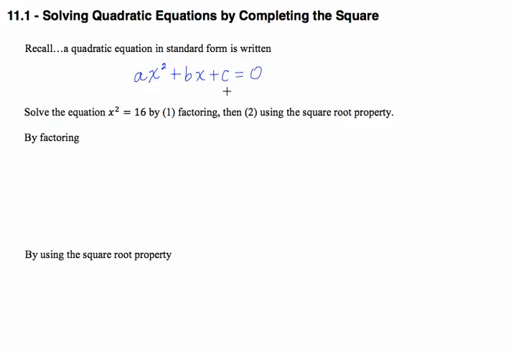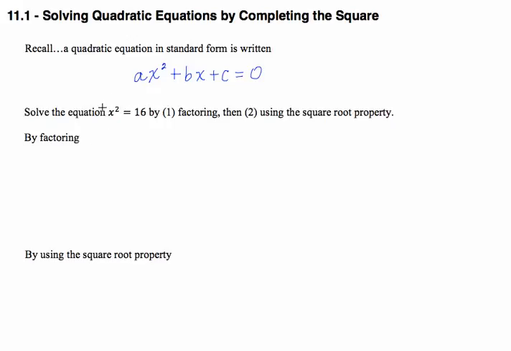You'll have factoring, if it works. Then you'll have the square root property. The square root property and completing the square are related. That's why they're both in this section. So completing the square is the second method, and then third we'll have the quadratic formula. Okay, so let's get started by looking at an example.